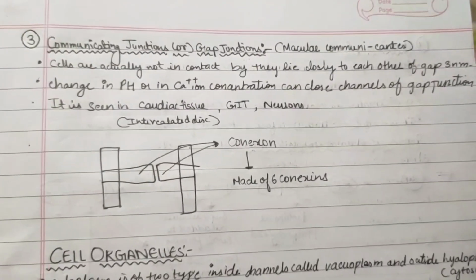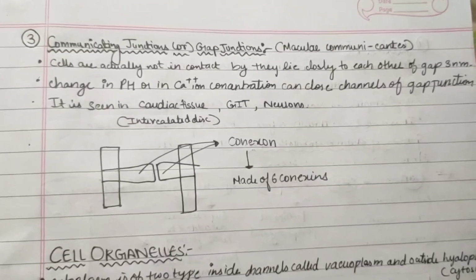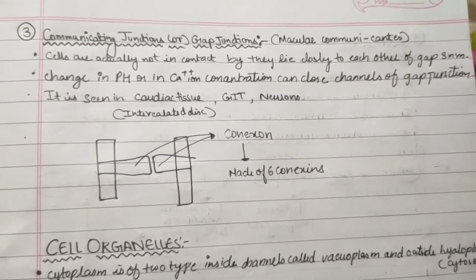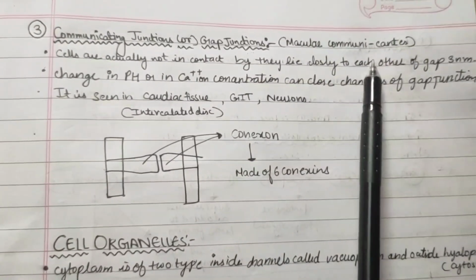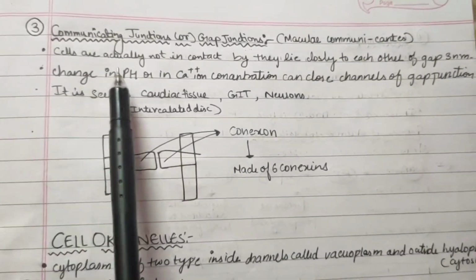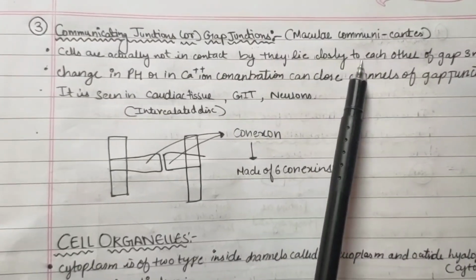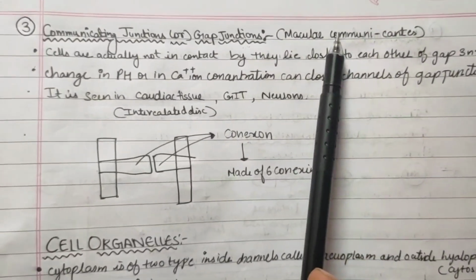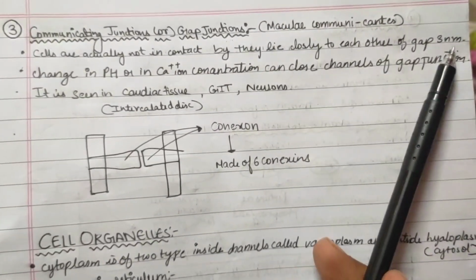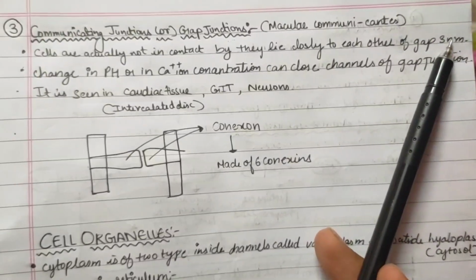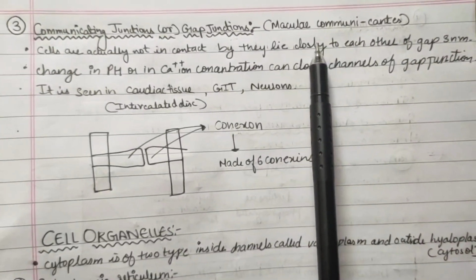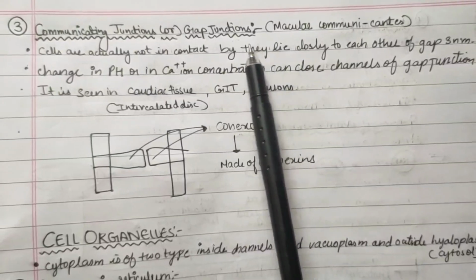Now the third or last type of junction is the communicating junction or gap junction. It is also known as macula communicantis. Cells are actually not in contact, they lie closely to each other, where the gap decreases from 20 nanometer to 3 nanometer. So they are close to each other, but they will not touch each other.